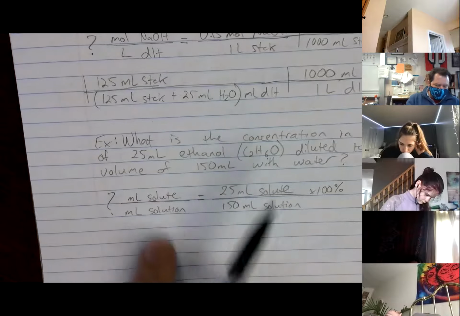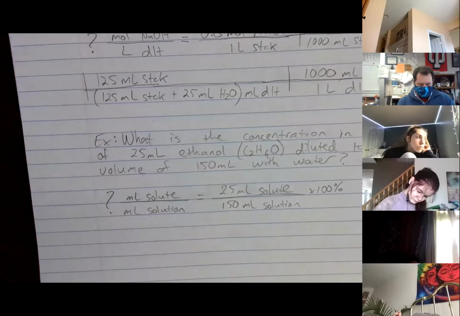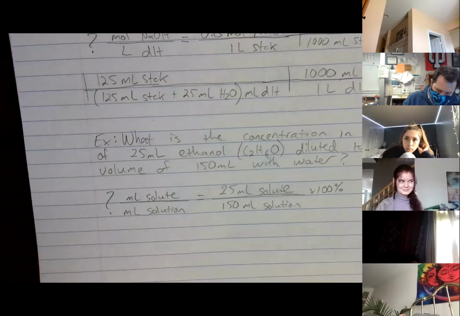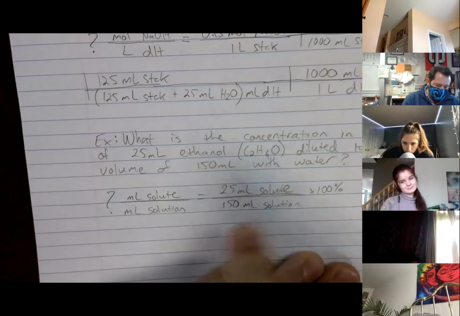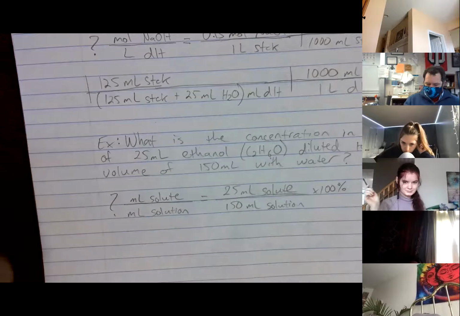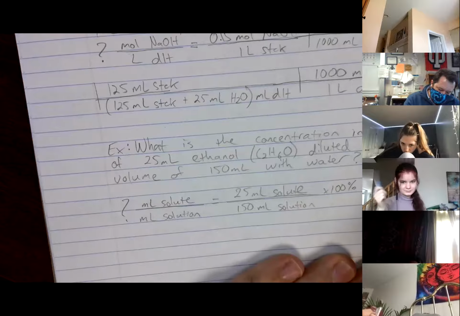We set ourselves up and then we knocked them down. We're our own setup men. 25 divided by 150 times 100. With appropriate sig figs, we have this big long number here. Just 2 in the 25, so 17%.